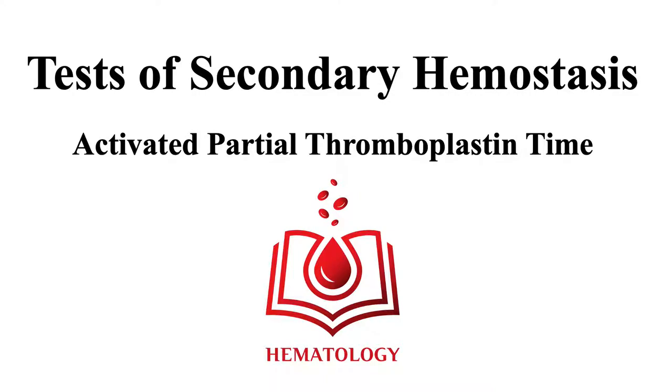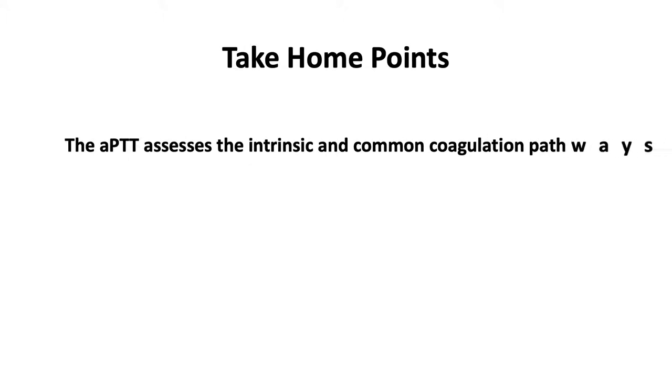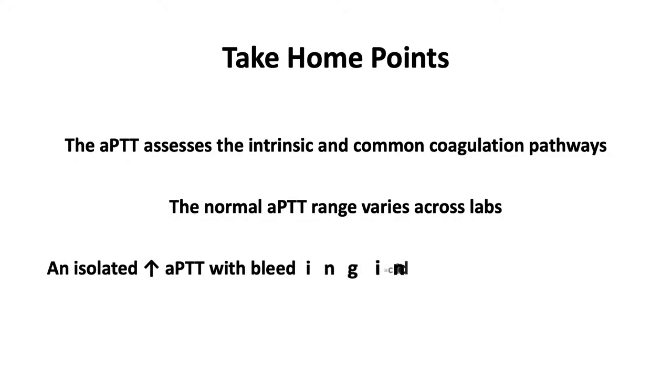Welcome to tests of secondary hemostasis. In this video, we discuss the activated partial thromboplastin time, or aPTT. We have the following take-home points. The aPTT assesses the intrinsic and common coagulation pathways. The normal aPTT range varies across labs. An isolated prolonged aPTT with bleeding indicates a deficiency or inhibitor of factors 8, 9, or 11.